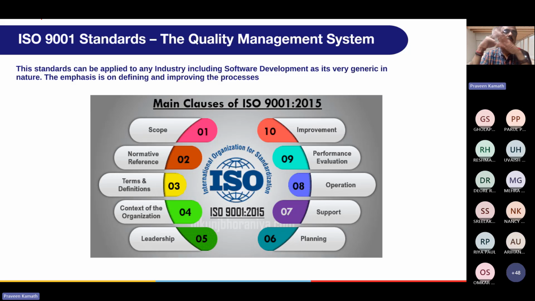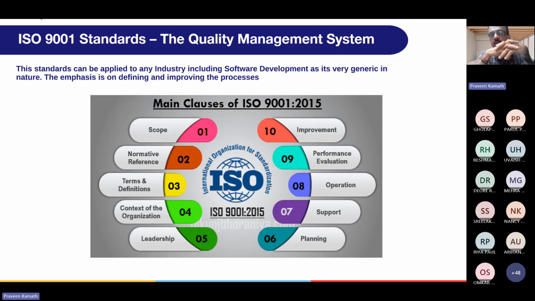Now, ISO 9001 standards, the quality management system. This standard can be applied to any industry, including software development, as it is very generic in nature. The emphasis is on defining and improving the process.